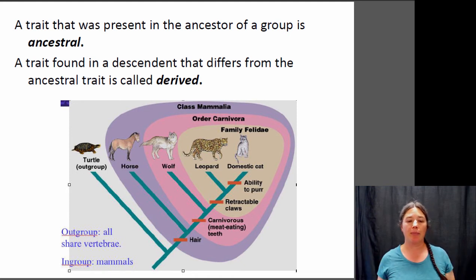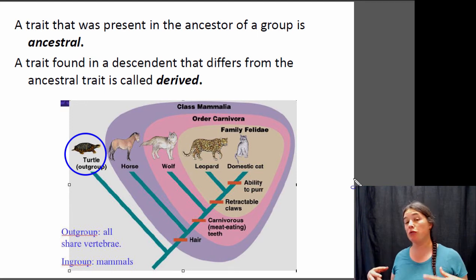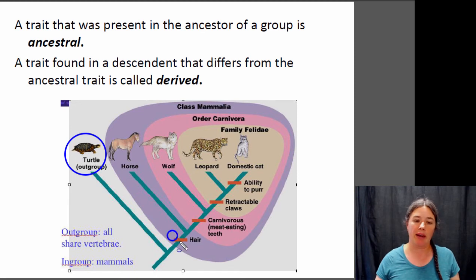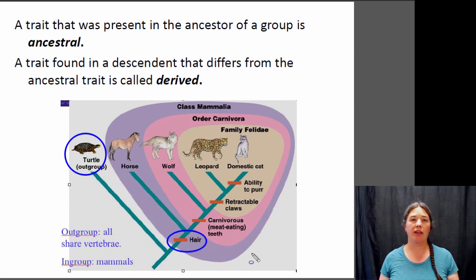So in this example here, we have some ancestral traits. They're all vertebrates. They all have 4 legs, things like that. But our turtle is our out-group here. There's our out-group. And so some of the traits that we're looking at within the in-group of mammals are things that have been derived since mammals separated from turtles. So the first thing we have here is hair. All mammals have hair. And so you can lump all mammals based on that trait.